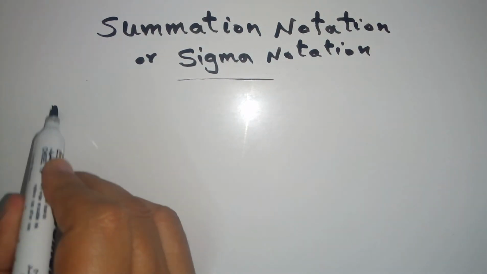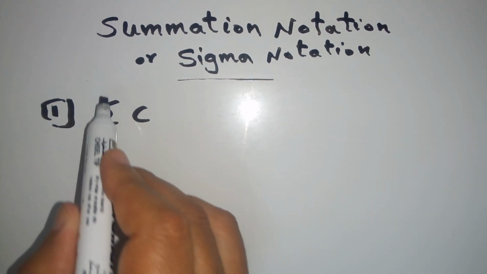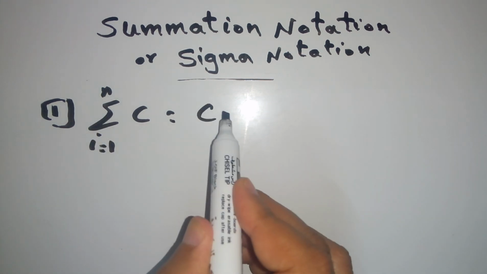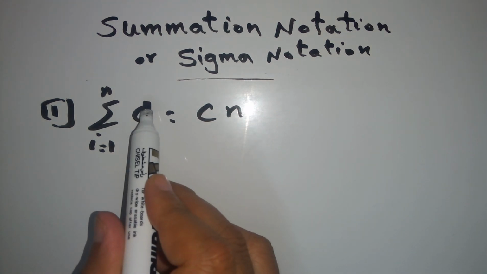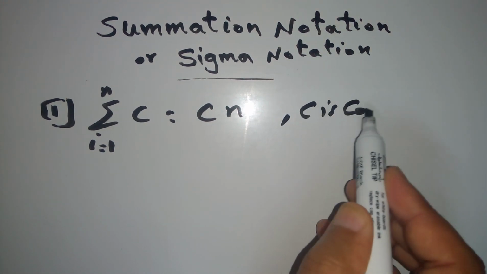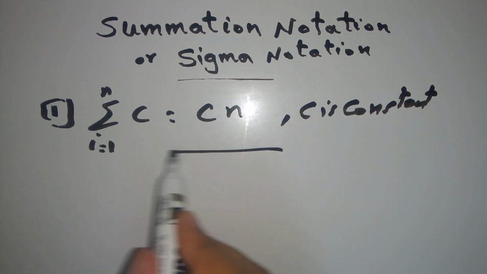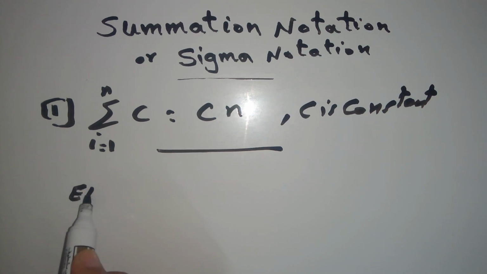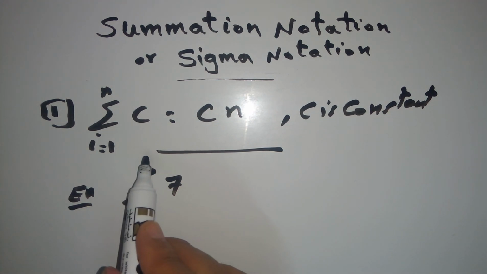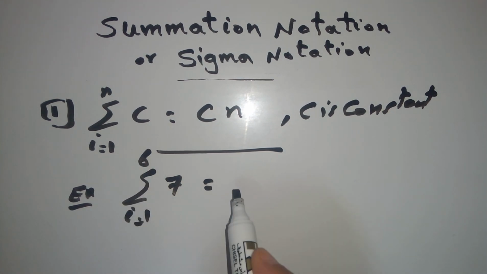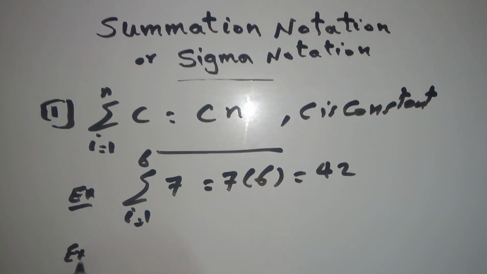The first one: the summation for any constant c from i equals 1 till n will be c multiplied by n. Then you will multiply this constant, where c is a constant. Okay, how to apply? Example 1. Summation of 7 from i equals 1 till 6. Then you will multiply 7 by 6. It will be 42.